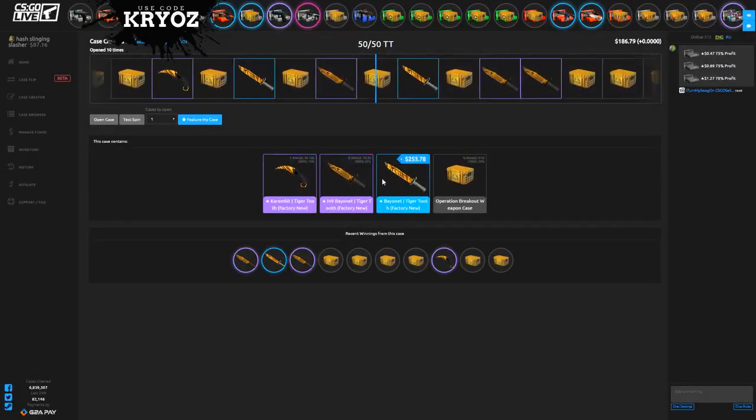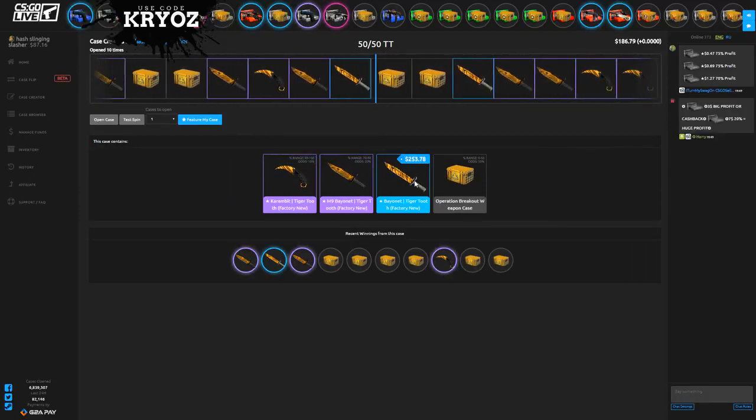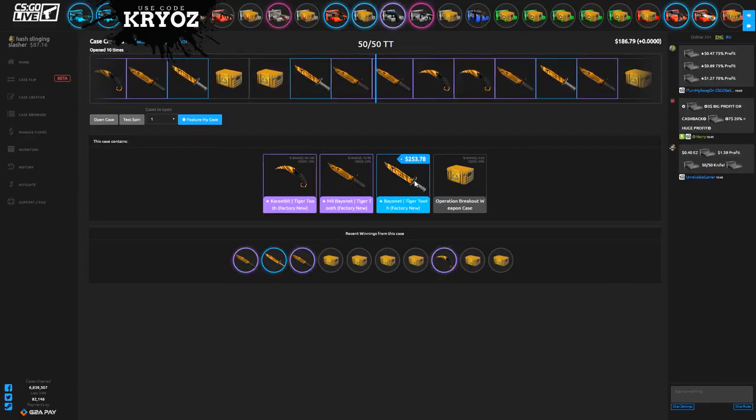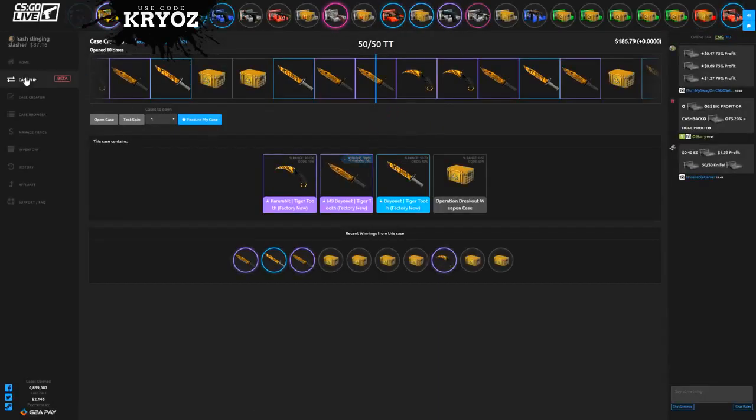Karambit, any of these would be absolutely sick. Not too sure which one we're going to get though. It's looking promising. Oh, Karambit? No, M9. I'll take it. I'm not one to complain about skins, especially when they're, you know, half off essentially. I paid $180 for that skin. I'll take it.